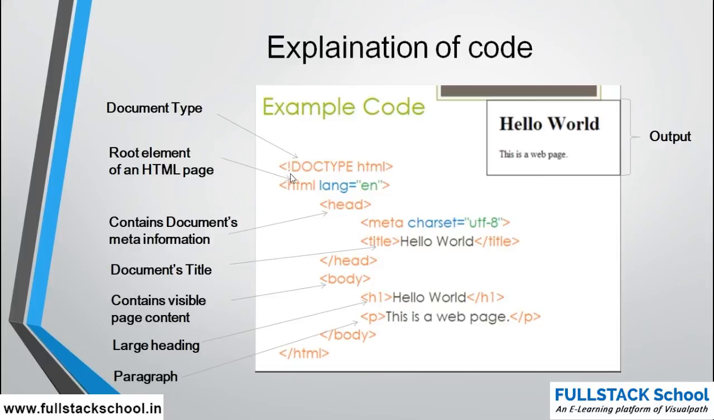On the first line, the doctype HTML defines the document type. The second line, the HTML lang equals "en", which is inside the brackets in double quotation marks. So that is the root element of an HTML page. EN stands for the language you are using on your web page.